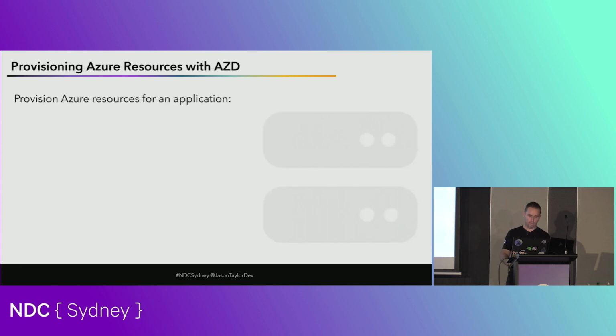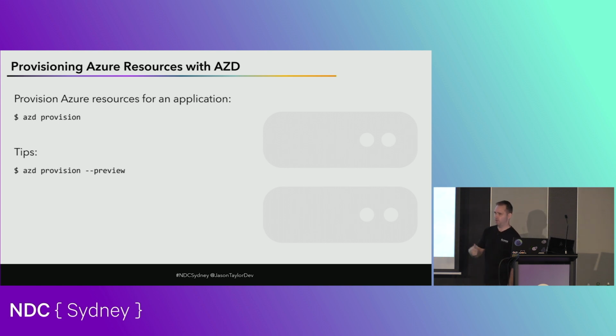All right, how do we provision Azure resources for an application? AZD provision, that's it. So a couple of tips. Don't forget preview. You can run a what if, see what's changed. This is useful for two things. One is if you're making a bunch of changes and you've got more to go and you just want to see if what you've done so far is right.